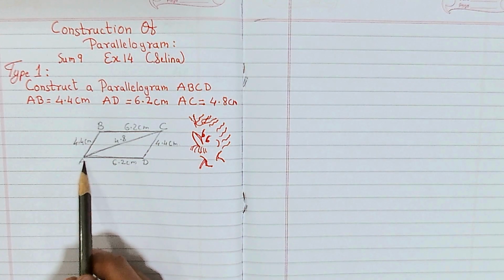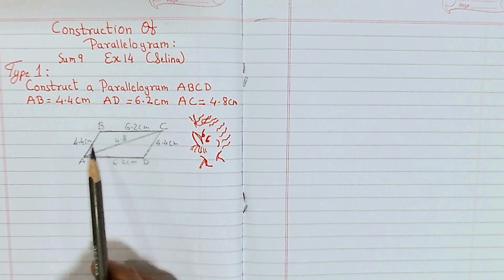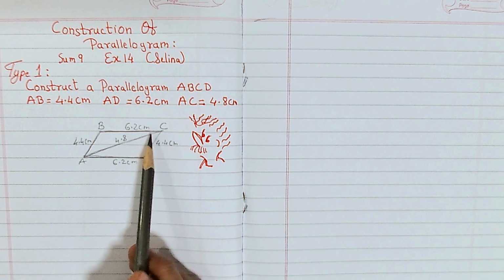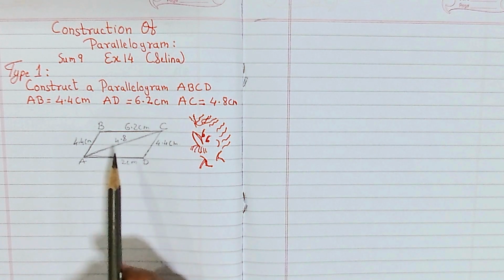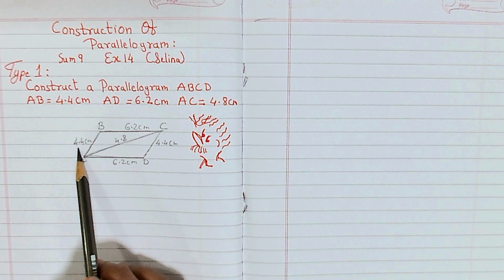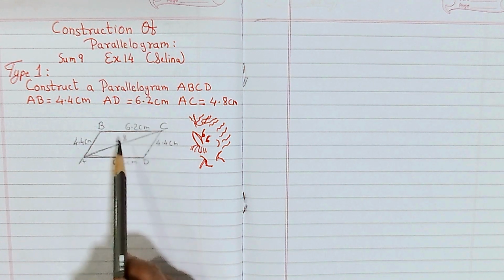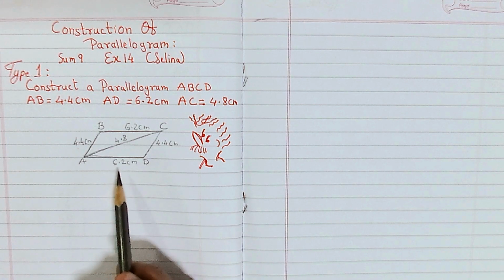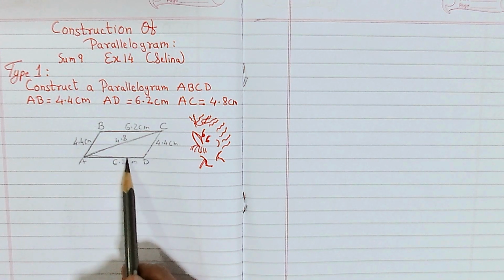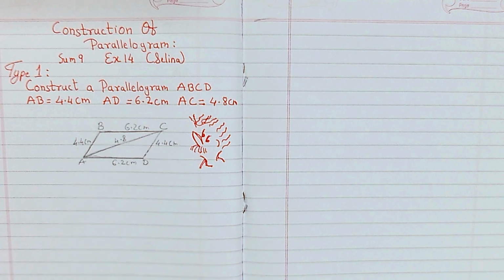If you can see, AD and AB are provided to us and a helping hand, a diagonal AC, is provided. I have drawn a rough sketch where AB is 4.4, AD is 6.2 and AC is 4.8. As we already know the properties of parallelogram, opposite sides are equal and parallel. Let us start with the construction.